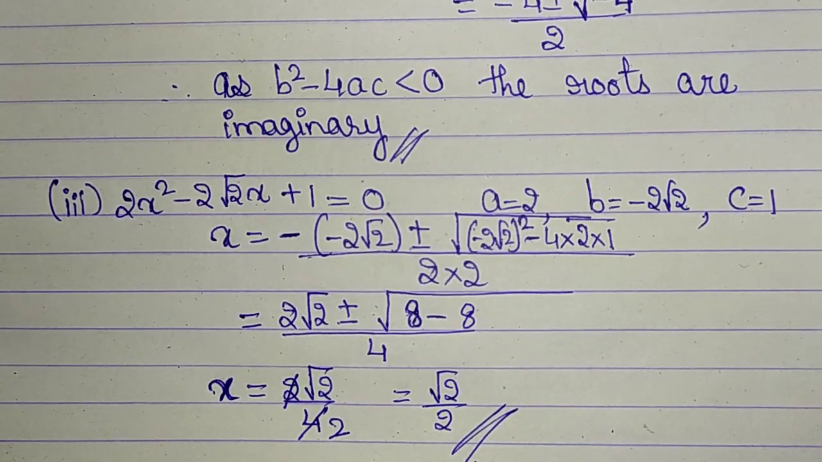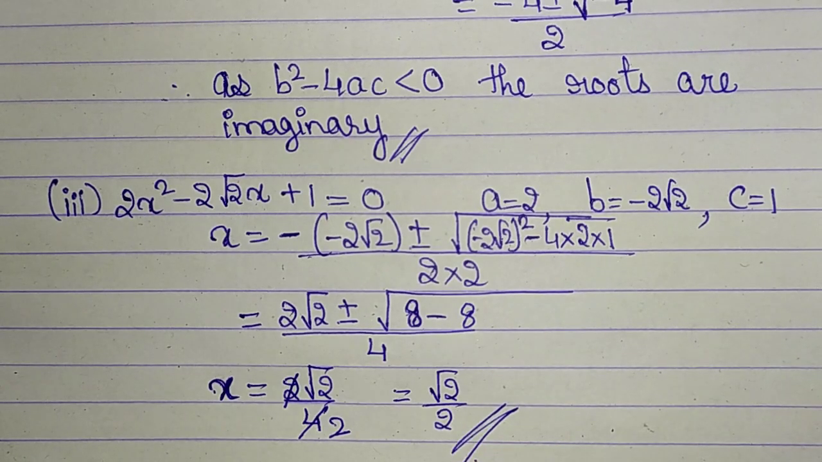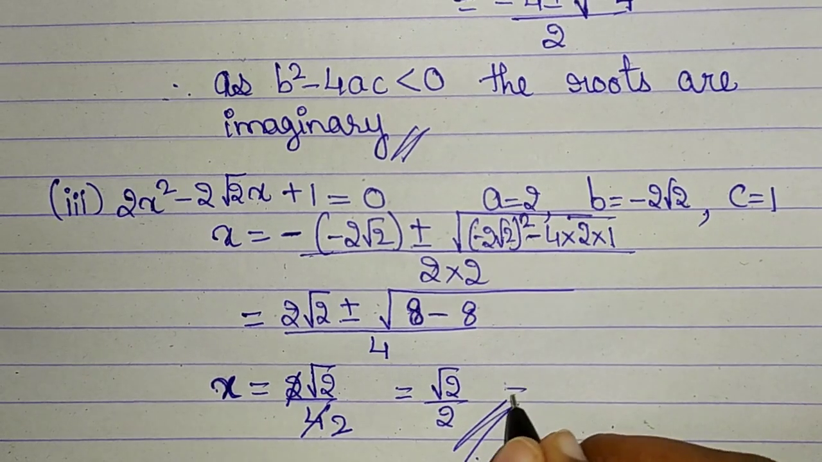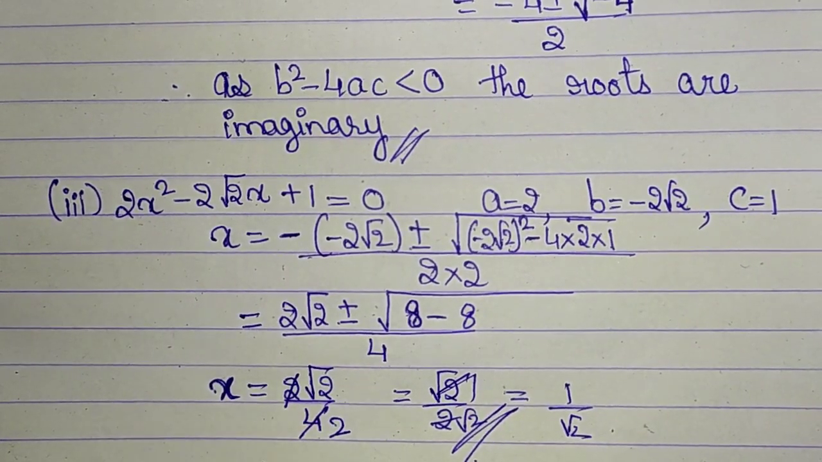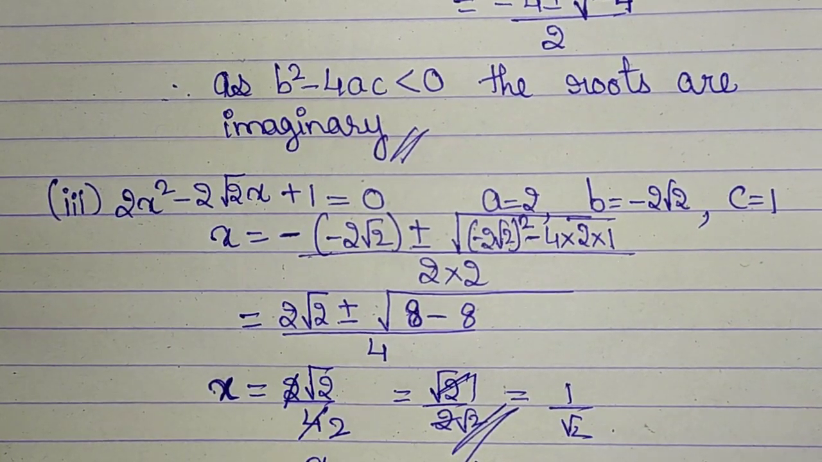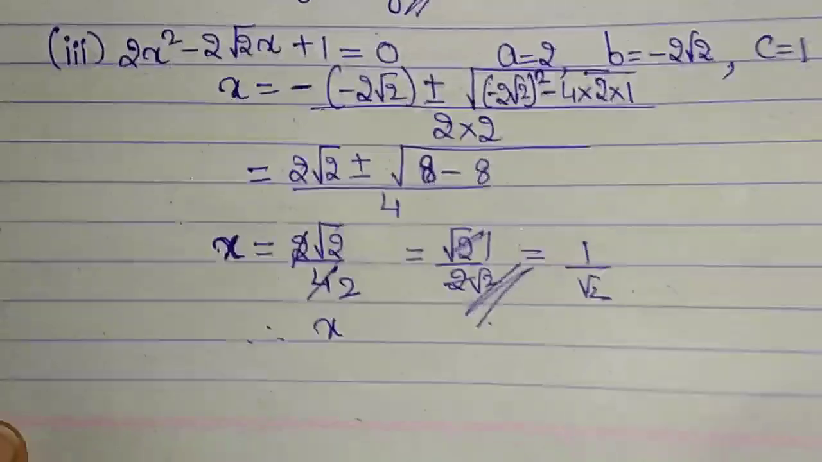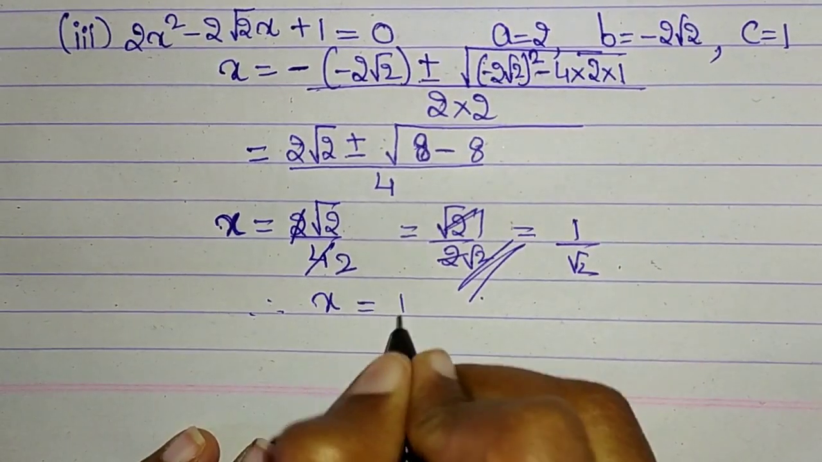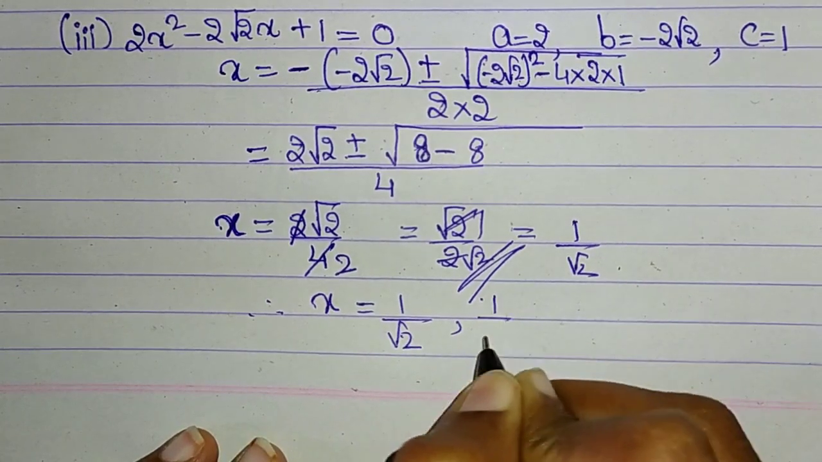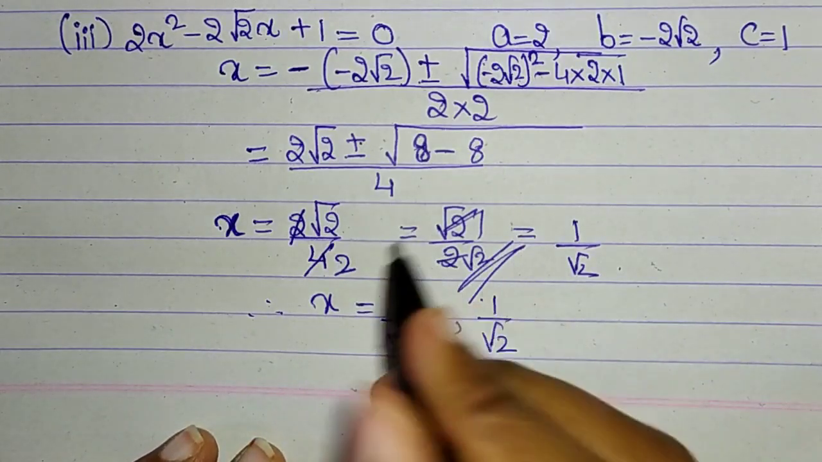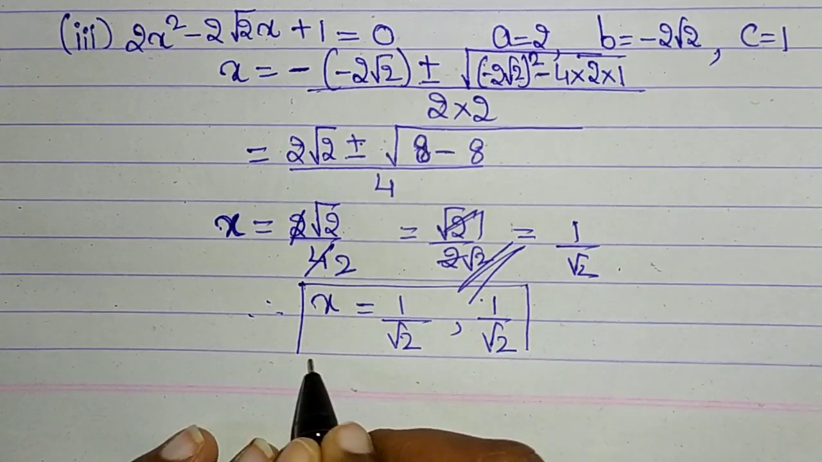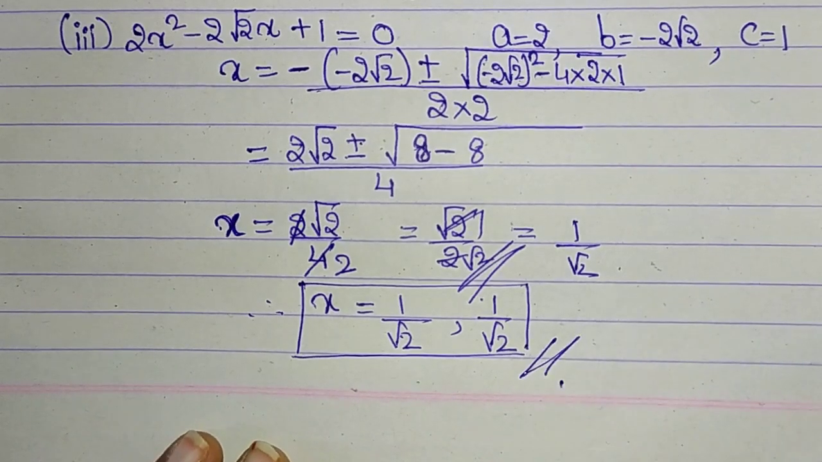This is the solution to the third sub question, which can further be simplified as root 2, 1 by root 2. Therefore, x is equal to 1 by root 2, 1 by root 2. Because plus 0, 1 root, minus 0, 1 root. Same thing. The equation has real and equal roots. This is the solution.